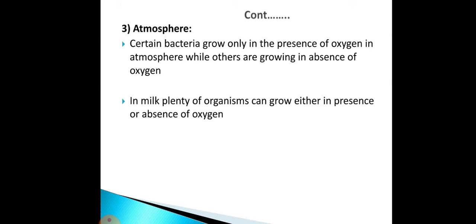Then the next one is the atmosphere. Certain bacteria grow only in the presence of oxygen in the atmosphere, while others grow in the absence of oxygen. In milk, plenty of organisms can grow either in the presence or absence of oxygen.